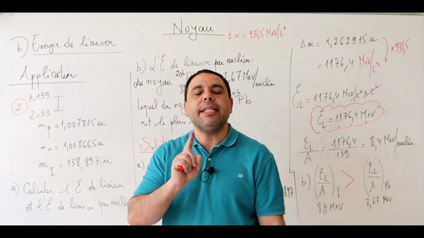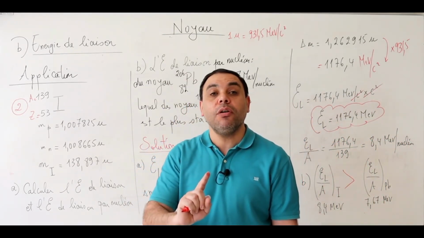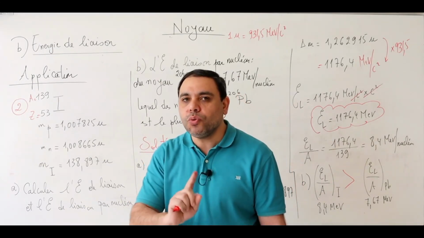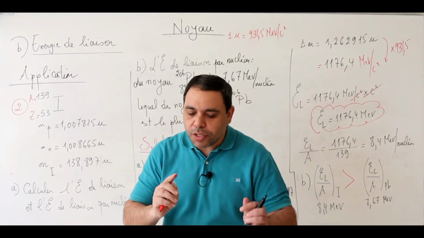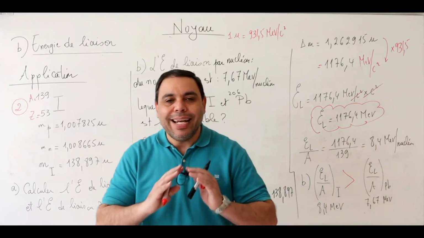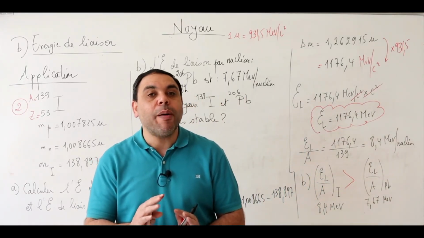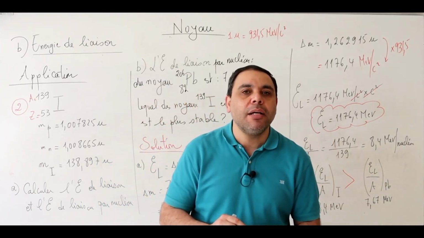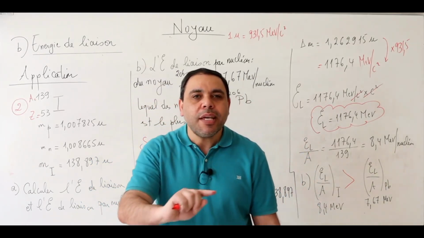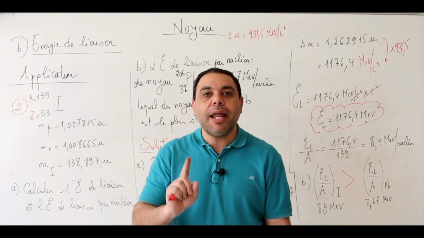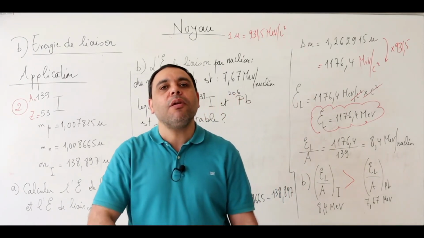Always, the more stable nucleus has a greater binding energy per nucleon. When comparing the stability of nuclei, we compare their binding energy per nucleon. The one that has a larger binding energy per nucleon is the more stable nucleus.